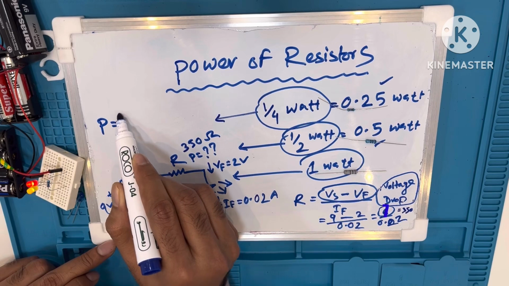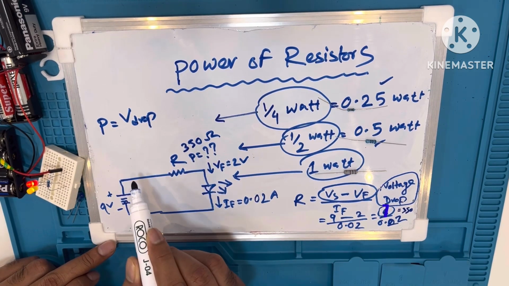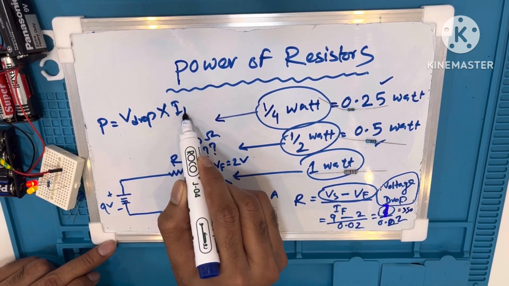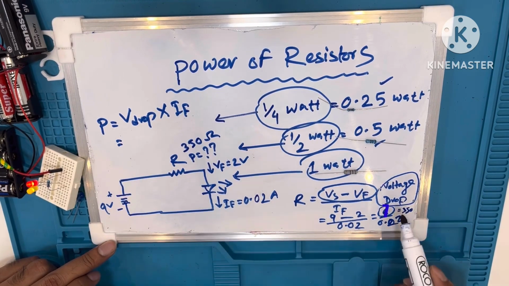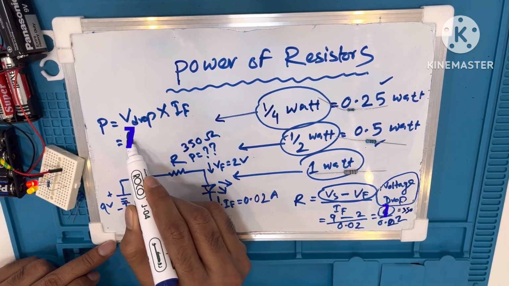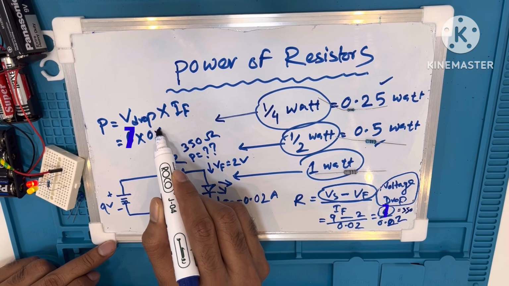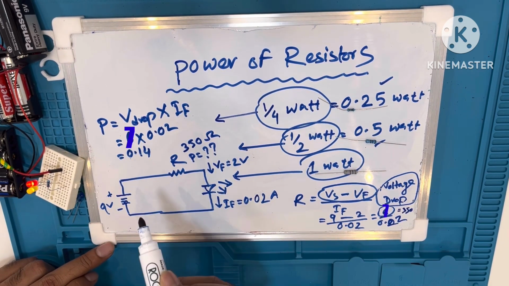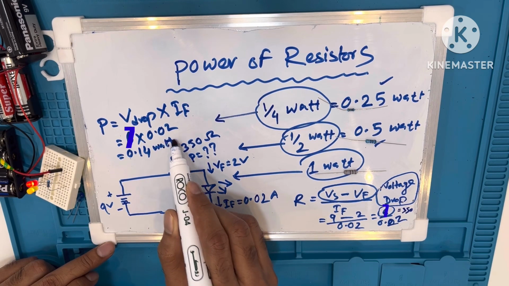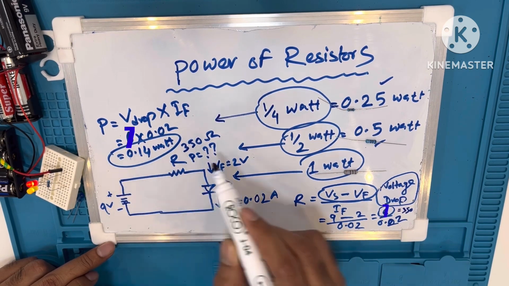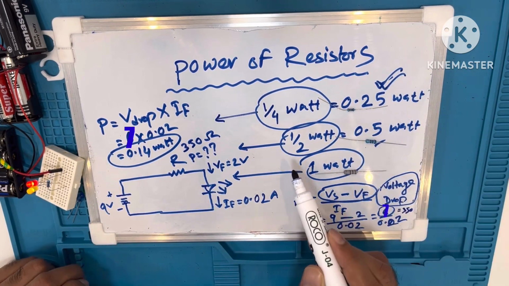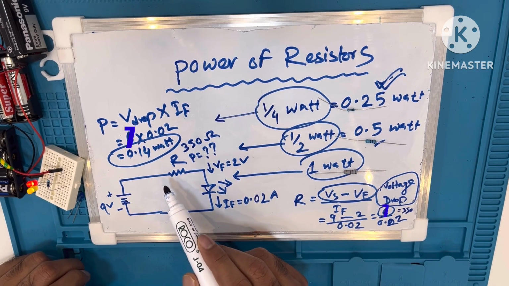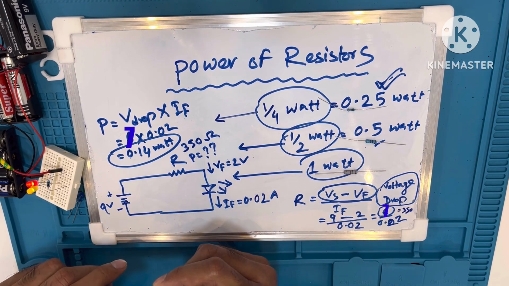And what will be the power? The power will be the voltage drop multiplied by the forward current. So the voltage drop here is 7 volts and the forward current is 0.02 ampere. So the result comes to 0.14 watt. So we can use a 0.25 watt resistor as our power is less than 0.25.